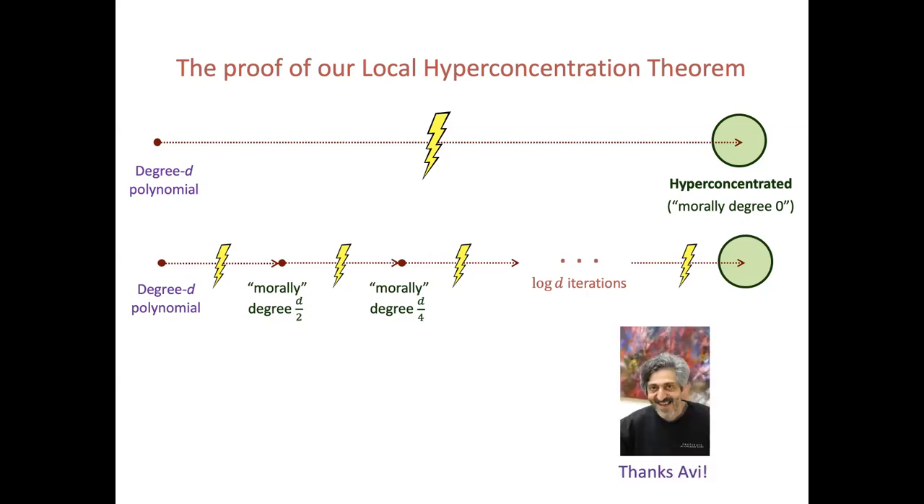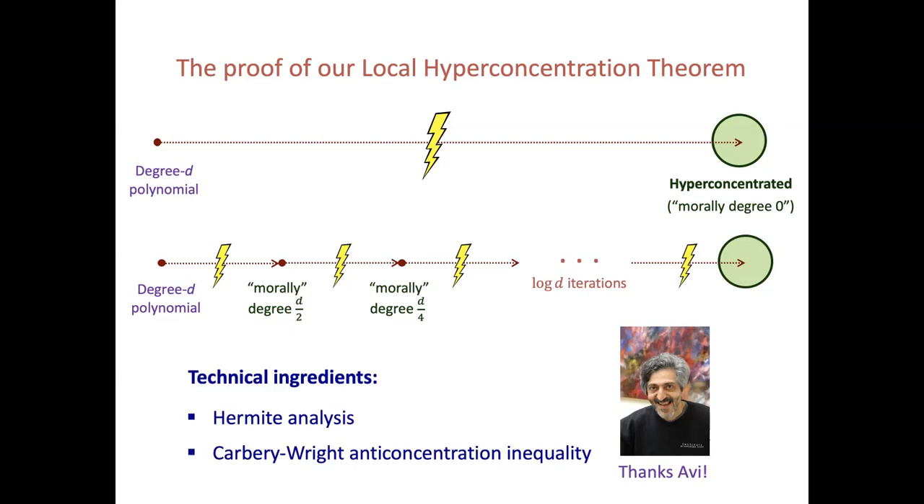This idea of composing smaller random restrictions into a global random restriction is due to Avi, and we have to thank him for this really simple and elegant idea. And with Avi's great idea, it's not too hard to execute the proof. The technical ingredients are Hermite analysis, and also the Carbery-Wright anti-concentration inequality for polynomials over Gaussian space. So that's the statement of our local hyperconcentration theorem and the proof of it at a very, very high level.